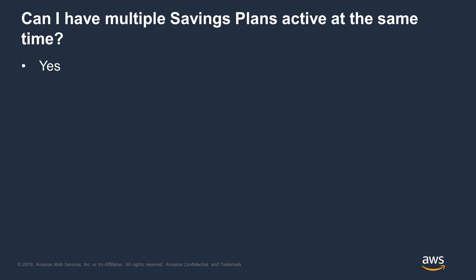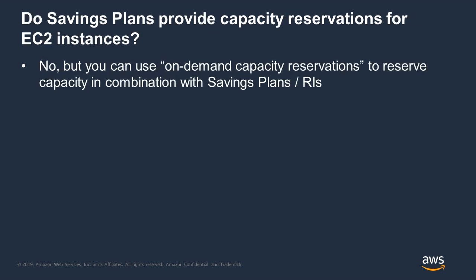Can you have multiple savings plans at the same time? Answer is yes, and as you saw in the inventory example screenshot earlier, you can see which ones are having what impact. Do savings plans provide capacity reservations for EC2 instances? No, but you can use the on-demand capacity reservation product to reserve capacity, and they combine with savings plans or RIs.